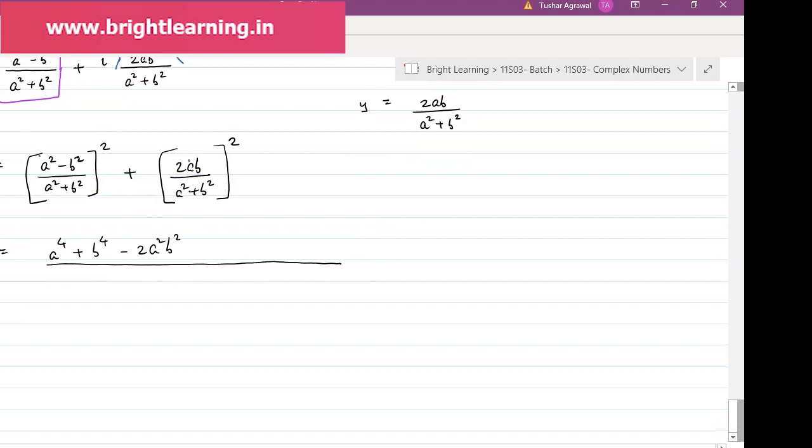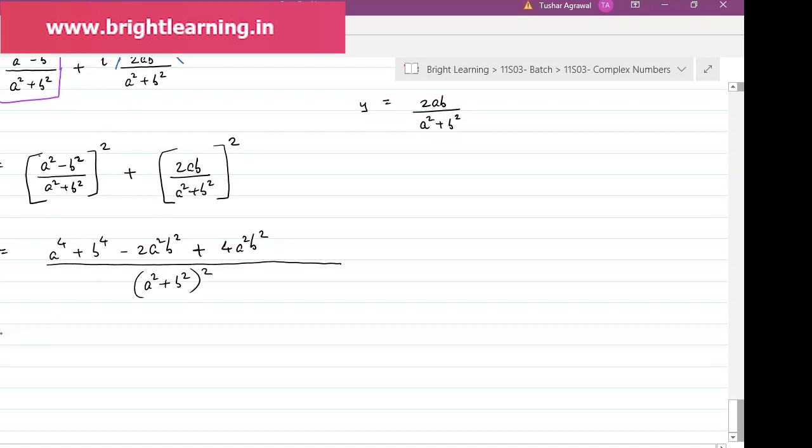And the second numerator expansion is what? So 4 times a square b square. And the denominator in both the cases is the same: a square plus b square whole square.